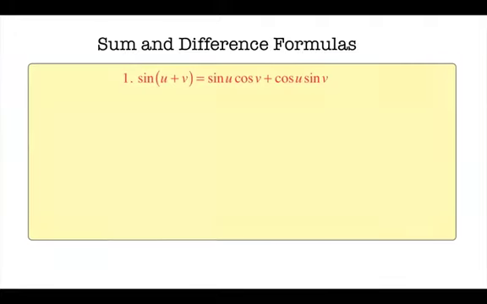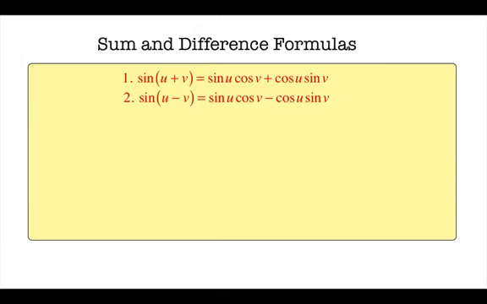Start with the first one. This is the sum of sine of two angles, in this case u and v, and that is equal to sine of u cosine of v plus cosine u sine of v. 2. Sine of u minus v is equal to sine of u cosine of v minus cosine u sine v.